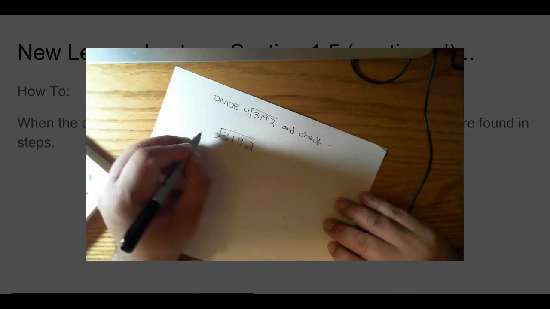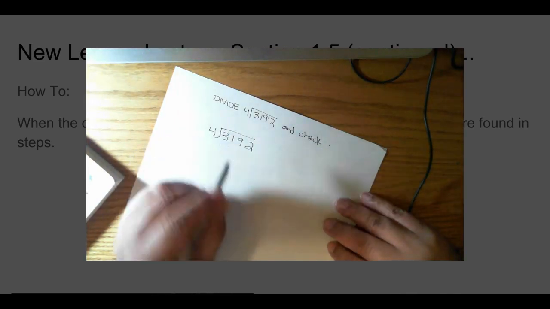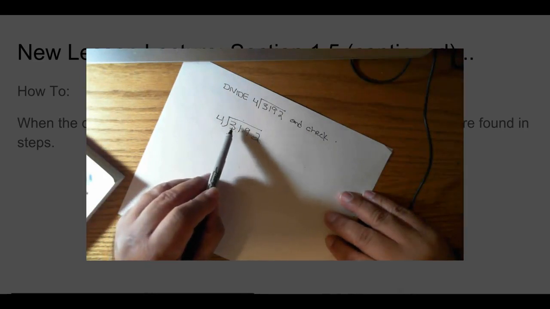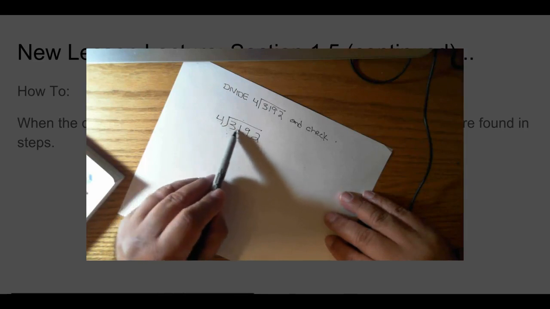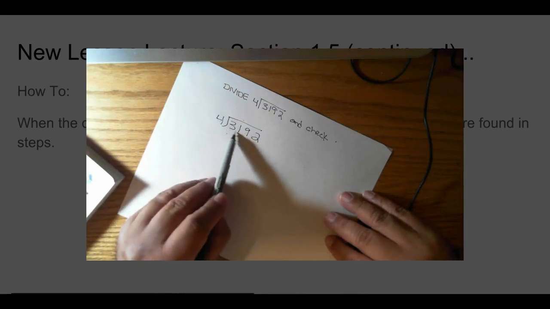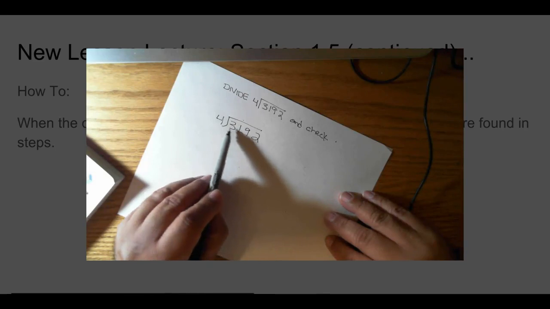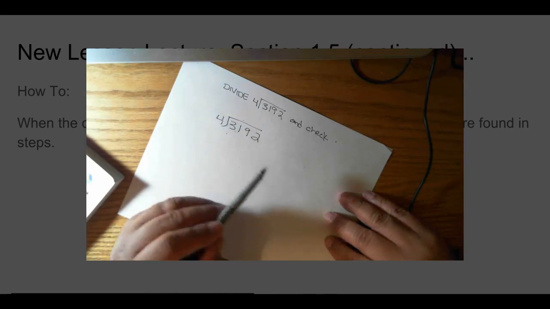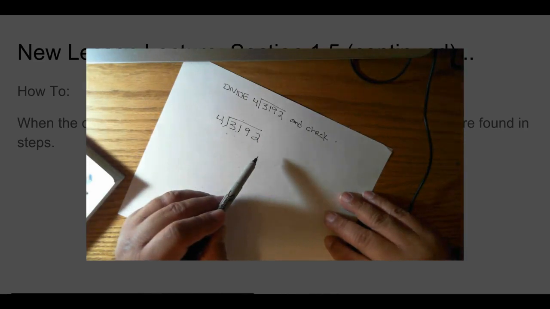3,192 divided by 4. So 4 will not go into 3, so 3 will not divide by 4 because it is less than this number. So we're going to have to put these two together, okay? Since 31 is greater than 4, we can attempt to divide 31 by 4, okay? So what we would do is go through our times tables, okay?